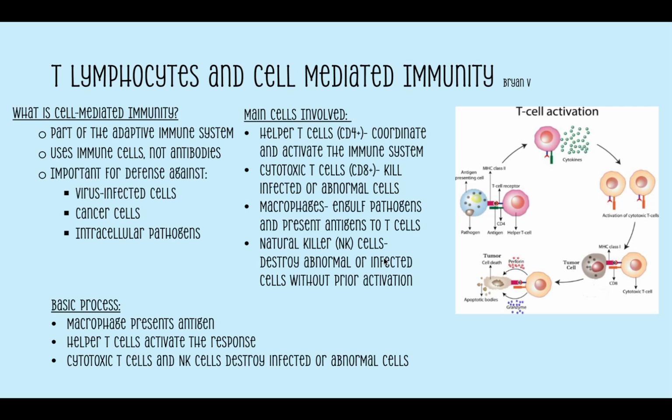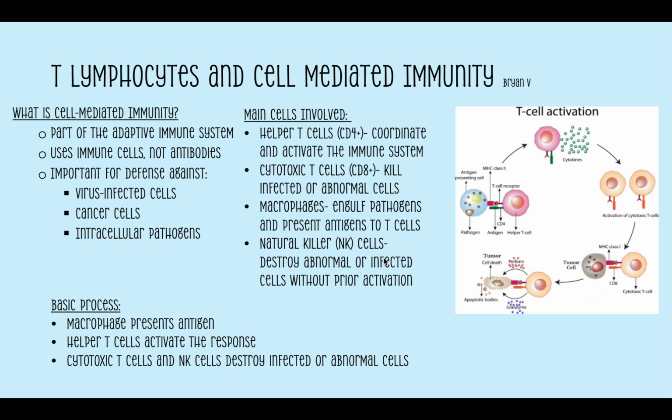Several different immune cells work together in cell-mediated immunity. Helper T cells coordinate the response. Cytotoxic T cells do most of the direct killing. Macrophages help by engulfing pathogens and presenting antigens. And natural killer, or NK cells, can also destroy abnormal or infected cells, especially early in an infection.